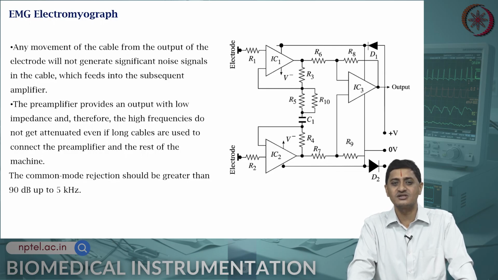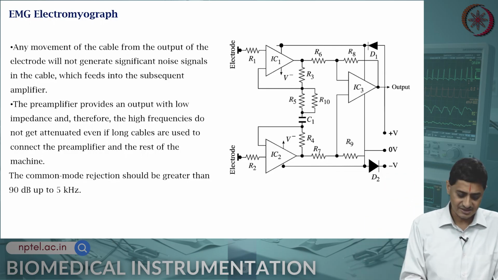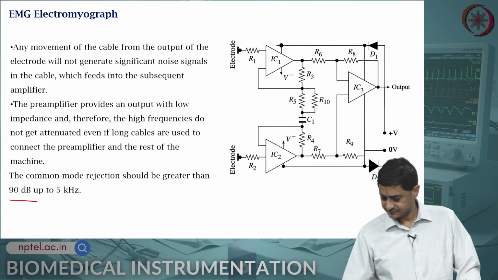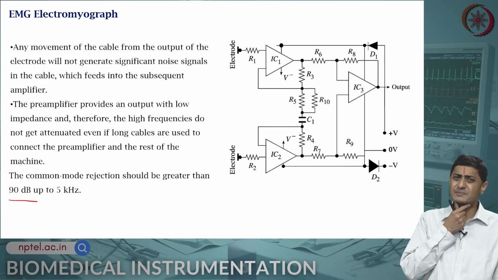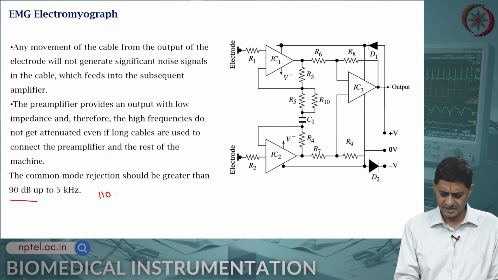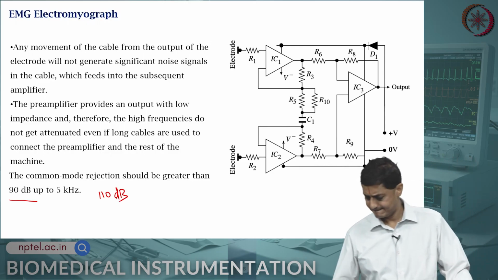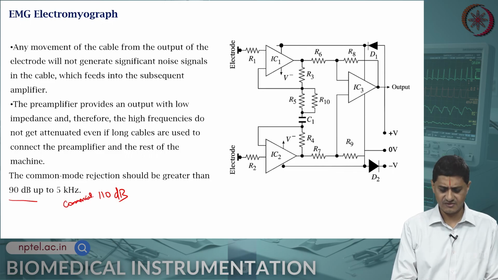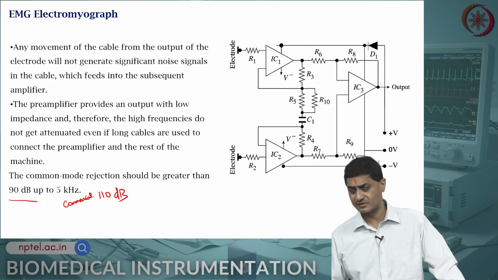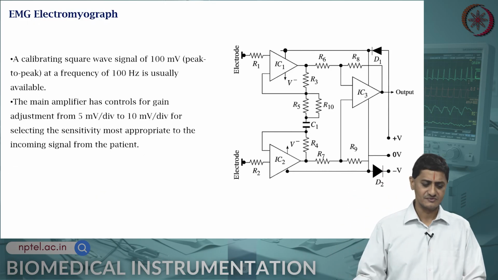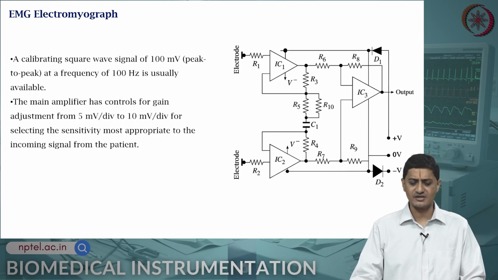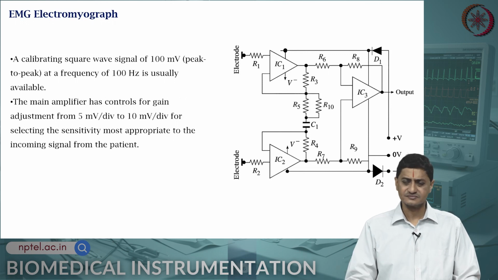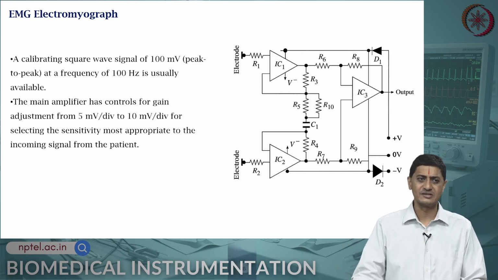So, the common mode rejection ratio should be at least 90 dB up to 5 kilohertz, right. Usually the commercial models have above 110 dB. Commercial EMG systems have, or at least the spec sheet says that they have, 110 dB. One has to measure that and check that. Usually a calibrating square wave signal of 100 millivolt peak to peak at a frequency of 100 hertz is available to check whether this preamp and amp is working properly.